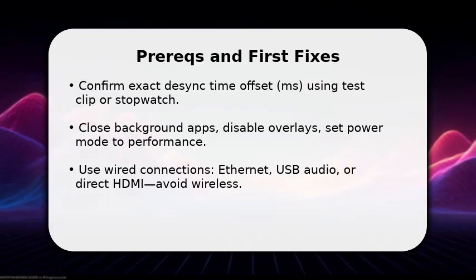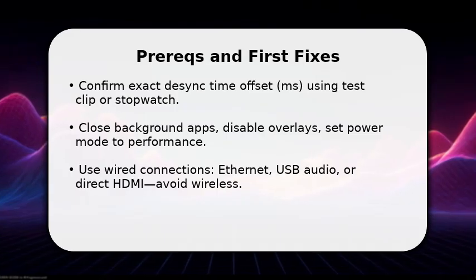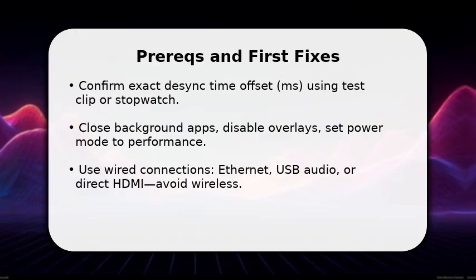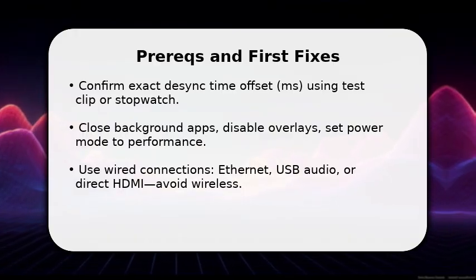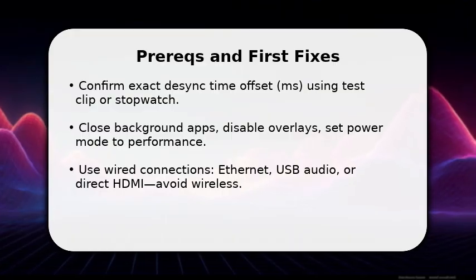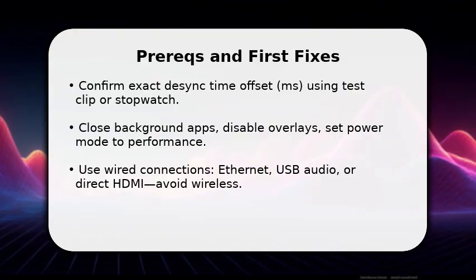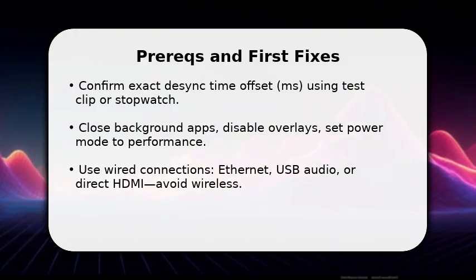You'll start by measuring the problem. Play a short test clip and note the offset in milliseconds. Once done, stop distracting processes and switch to performance power mode so system latency drops. Make sure to use wired connections, Ethernet, USB audio, or direct HDMI, because wireless adds jitter.